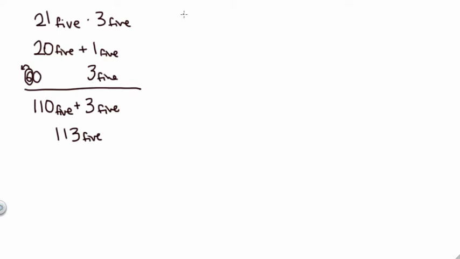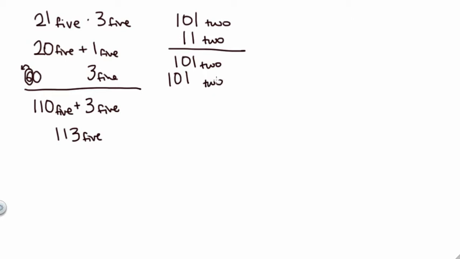Let's do another one in base 2. So 101 times 11 in base 2. So the multiplication works the same. You can do it vertically. So I have 101 in base 2, and then I have another, so it's 10 times 101, so it's 1010 in base 2. So if I add that all up, I get 1111 in base 2.